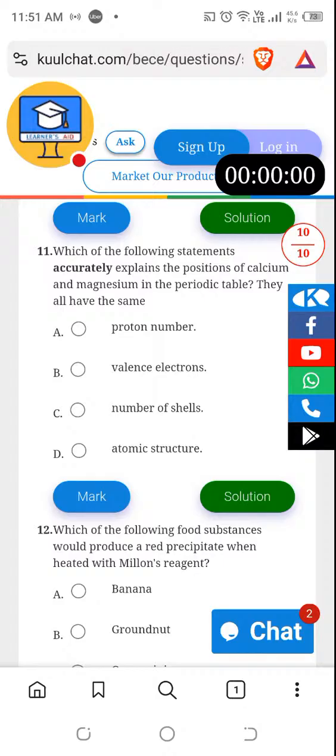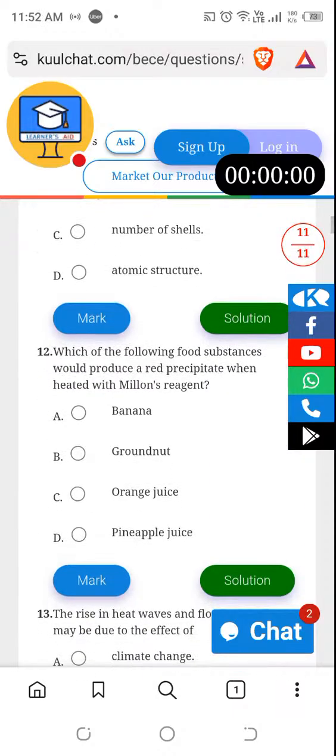Which of the following statements accurately explains the position of calcium and magnesium in the periodic table? They have the same valence electron. Excellent.